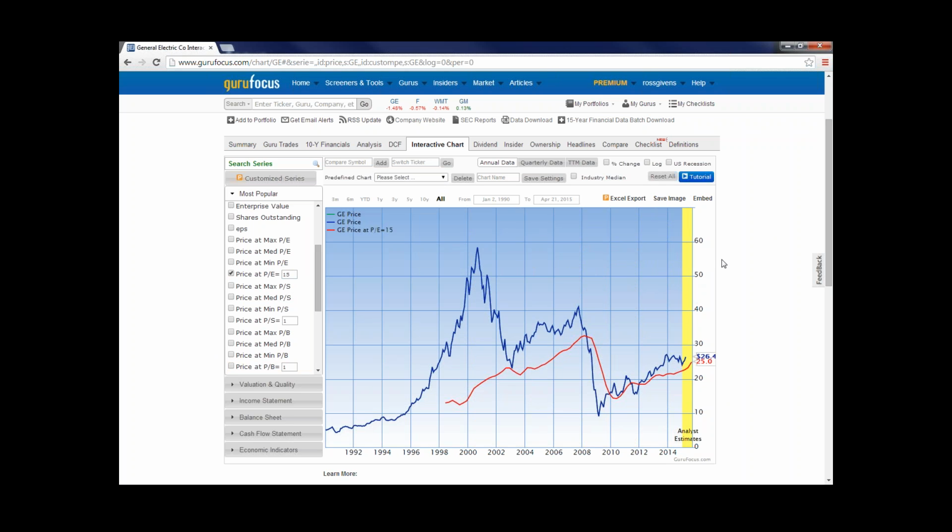And one of the newer editions of GuruFocus is here in the yellow. It actually puts out the analyst expectations of where they expect the earnings to be, and you'll see what that is going to dictate into a price as well.